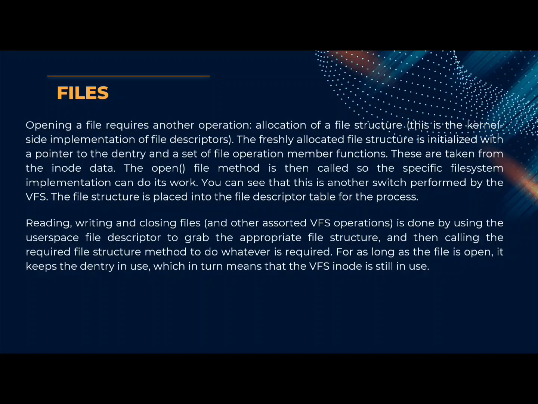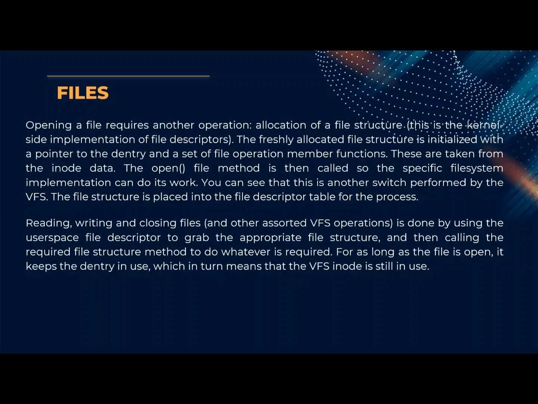This is the kernel-side implementation of file descriptors. The freshly allocated file structure is initialized with a pointer to the entry and a set of file operation member functions. Okay. The file structure is passed into the file descriptor table for the process. Reading, writing, and closing files and other VFS operations is done by using the user space file descriptor to grab the appropriate file structure and then calling the required file structure method to do whatever is required.